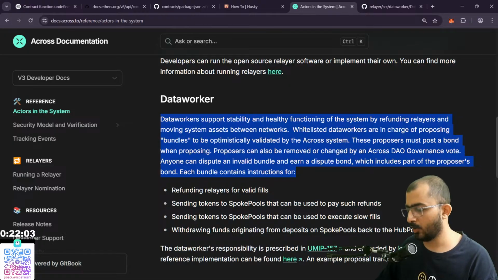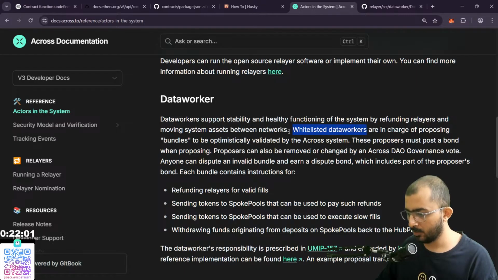Okay, how do they decide which data workers are whitelisted? I'm assuming right now Risk Labs is running the data workers, no one else is running that. But let's see.